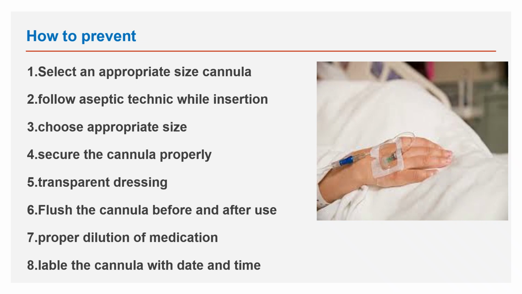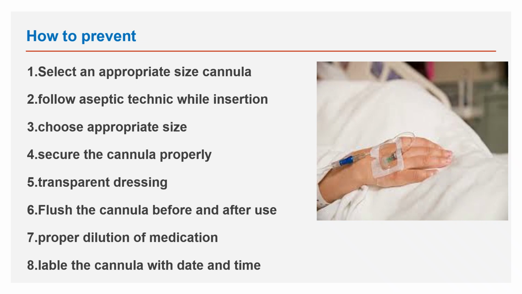How to prevent this phlebitis? There are 8 steps for that. One is to select an appropriate size cannula, the proper size of cannula according to the patient's available vein. Then accordingly you have to select the IV cannula size. Follow the aseptic technique while inserting, and when we are using the IV cannula site for connecting fluids and giving injections, we should follow aseptic technique.